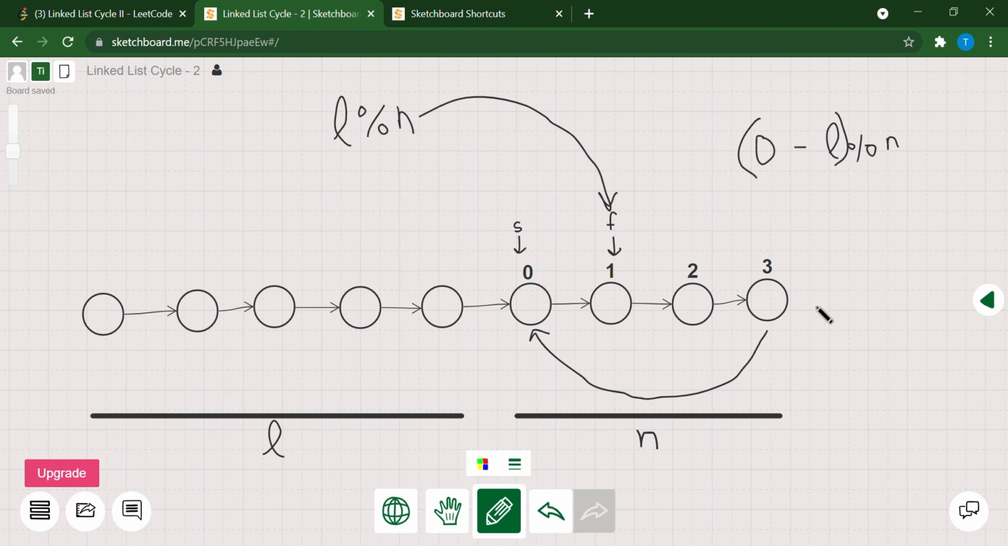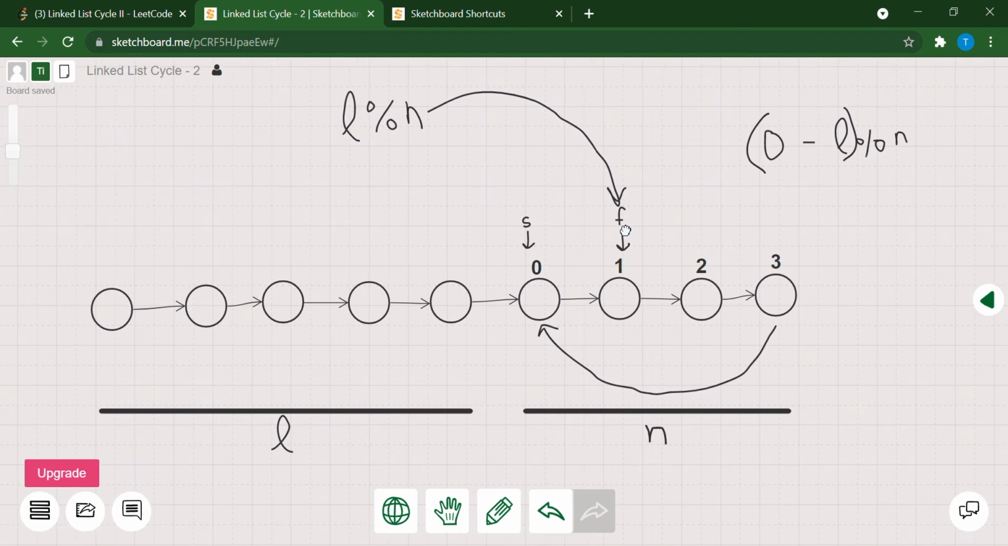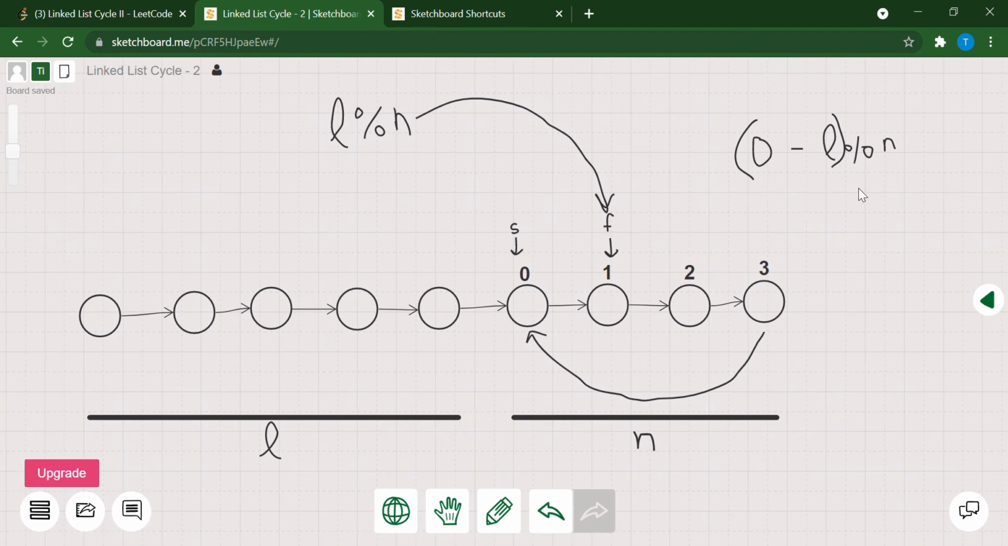Okay, so for example, in this situation, L is 5 and n is 4, right? So it's going to be minus 5 mod 4, which is 3, by modular arithmetic rules. So this expression basically will give us the index of the node where both of these pointers will end up once Floyd's algorithm is completed. Okay, so that'll be this index 3, right?